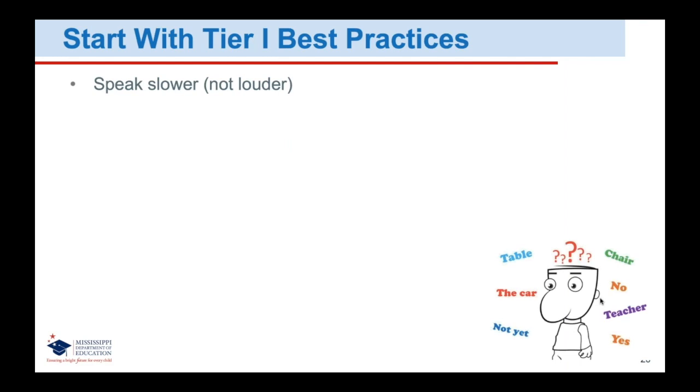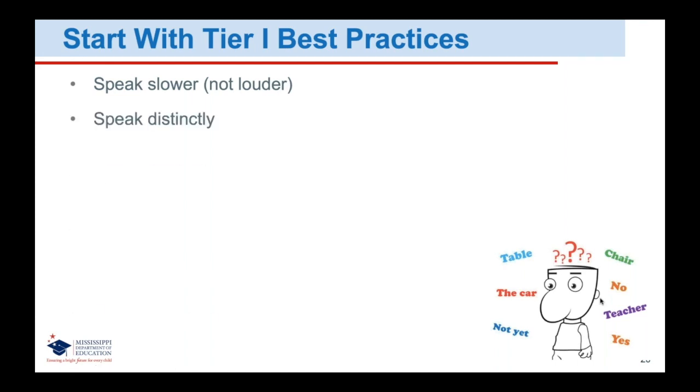Okay, some other best practices. Speak slower, not louder. They can hear you. They just really need you to slow it down because those of you who have ever watched a foreign language movie without the subtitles or listened to somebody speak in another language will know and remember that what you're doing is you're listening very intently for the words that you understand. So that's what our EL students are doing. They're listening very intensely to you to understand what you're saying.